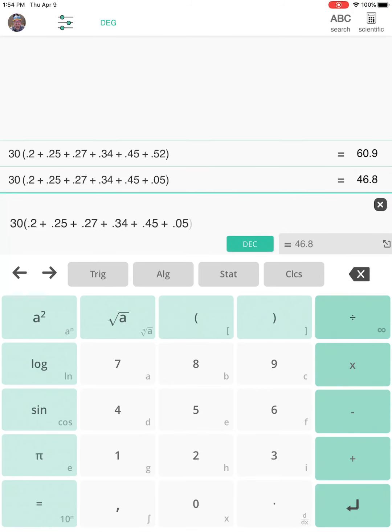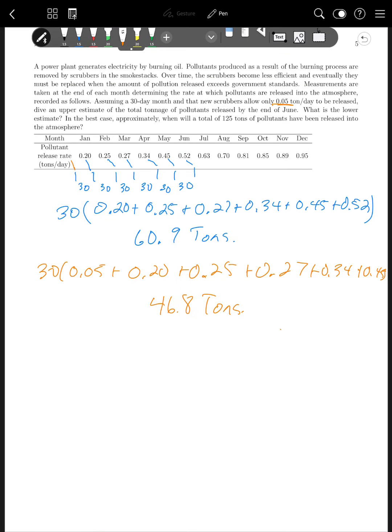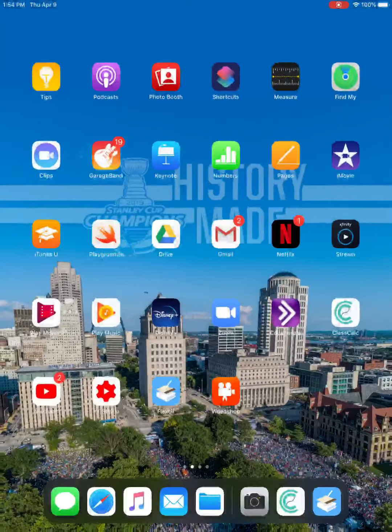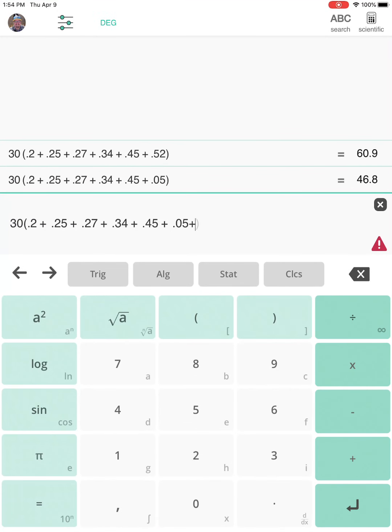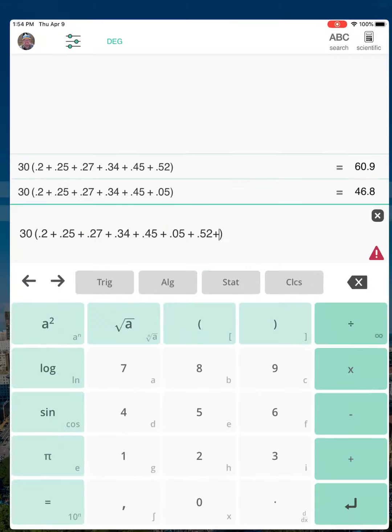Now the second part says, in the best case, approximately when will a total of 125 tons of pollutants have been released into the atmosphere? Well, the best case is this smaller value. So to figure that out, all we have to do is take our answer here and keep adding on to this. So we can take our answer for this one and we would add the next month. So that would be 30. So we can just add it inside the parentheses.